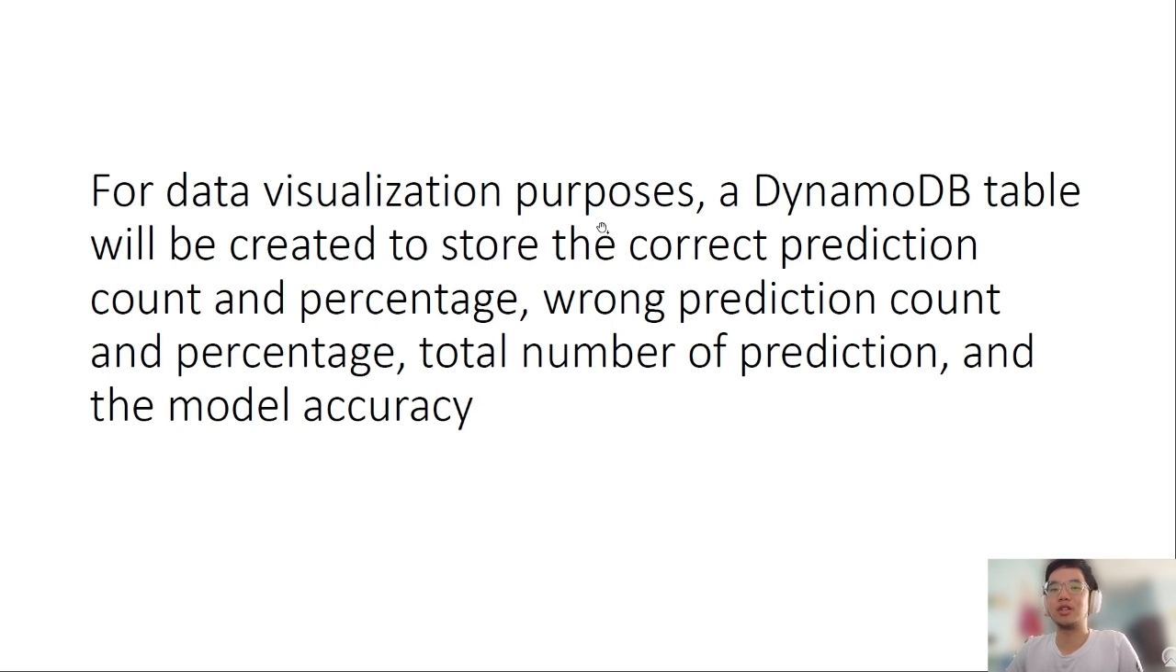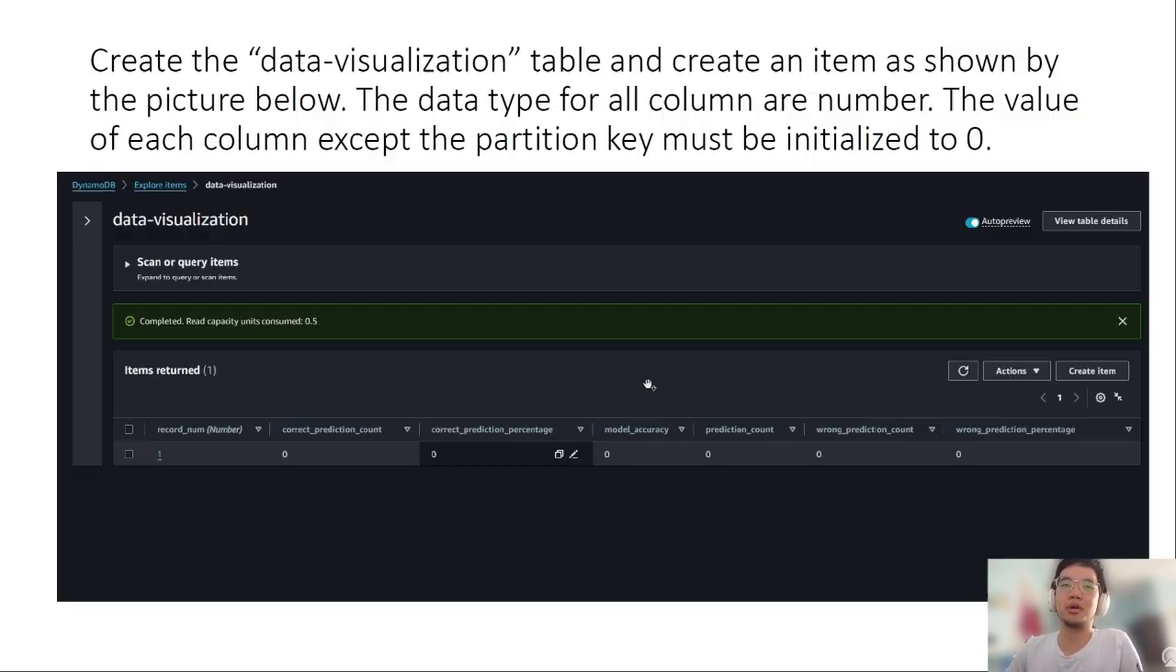Then for data visualization purposes, we will need to create a DynamoDB table to store the correct prediction count in percentage, wrong prediction count in percentage, total number of predictions, and model accuracy. So again, create a data visualization table, and initialize all these columns to 0. The data type is all number.